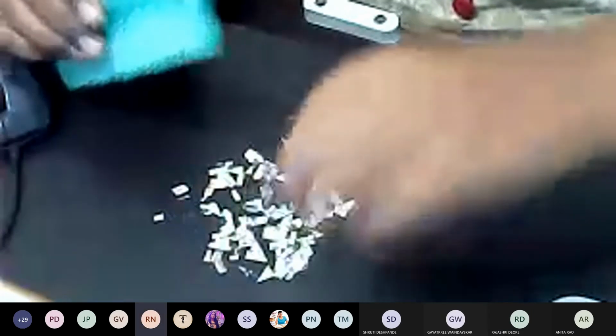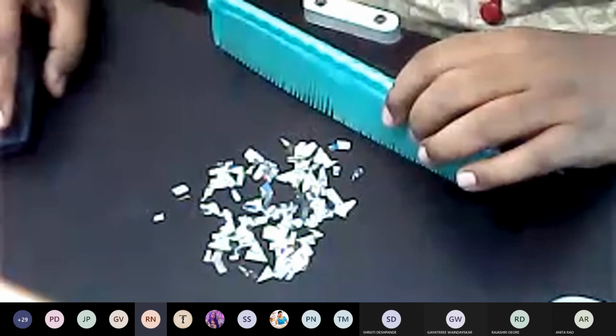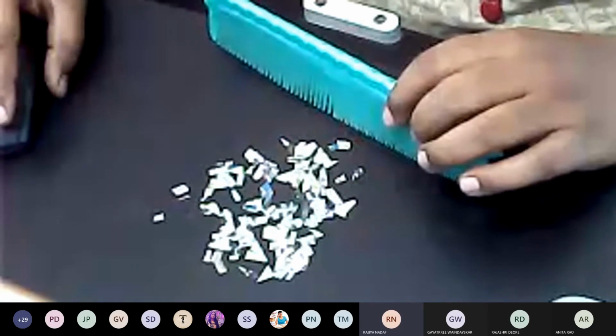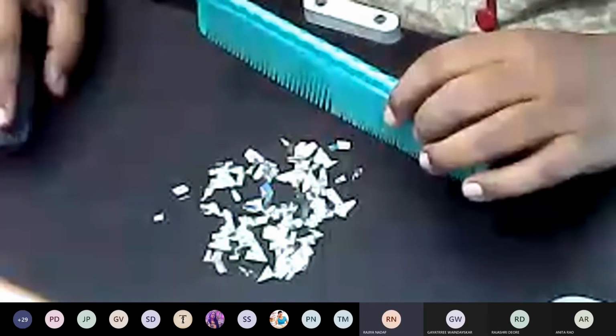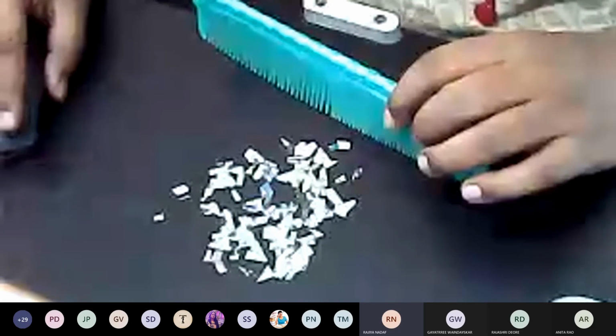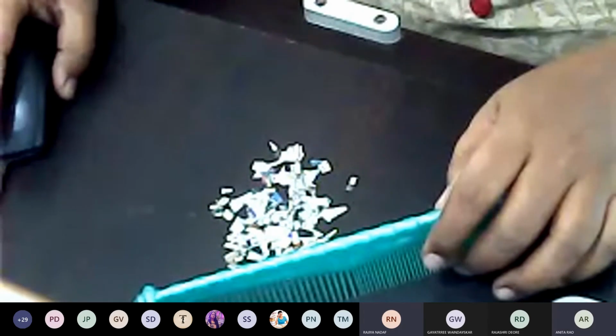But let's take confirmation about this. So I need a volunteer to repeat this step number 4. Who is ready to perform this step number 4? Yes, Tanvai, Anita. Yes, ma'am, I'm ready. Okay, Anita, I'm making you presenter. Please perform this step number 4.